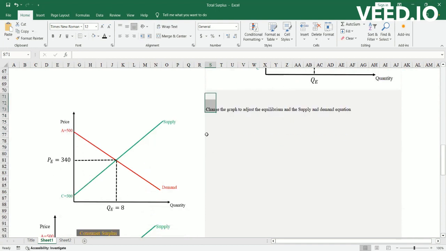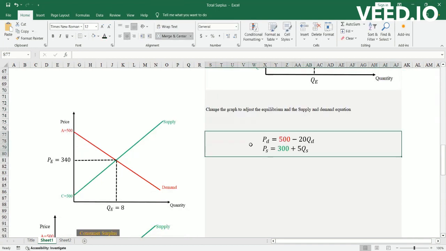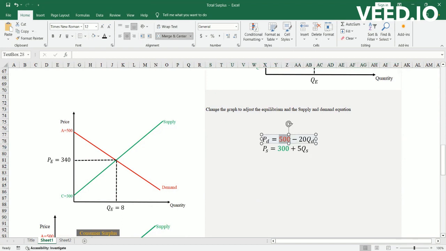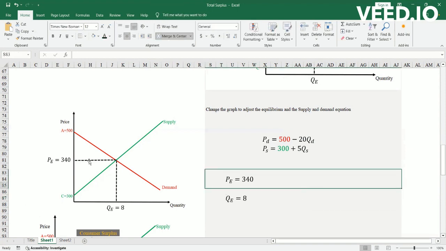So what we know in the current scenario is the demand and the supply function. From the demand function, we know that 500 is the y-intercept of the demand curve and 300 is the y-intercept of the supply curve. So I've put A equal to 500 and C equal to 300. We know the equilibrium price and the equilibrium quantity. So the equilibrium price is 340 and the equilibrium quantity is 8. With this knowledge, I have refined my supply and demand curve, and now I can use it to find the consumer surplus.